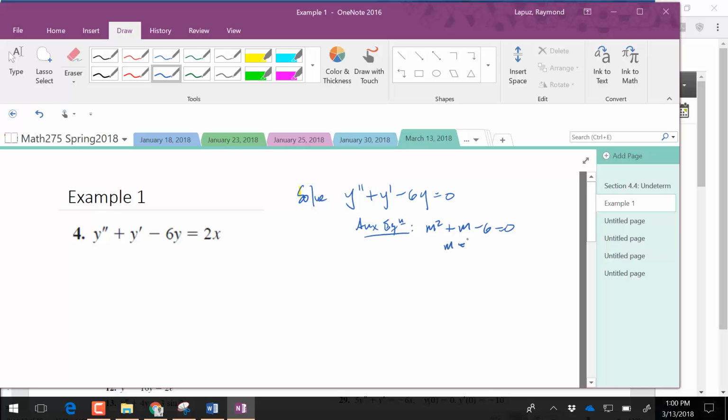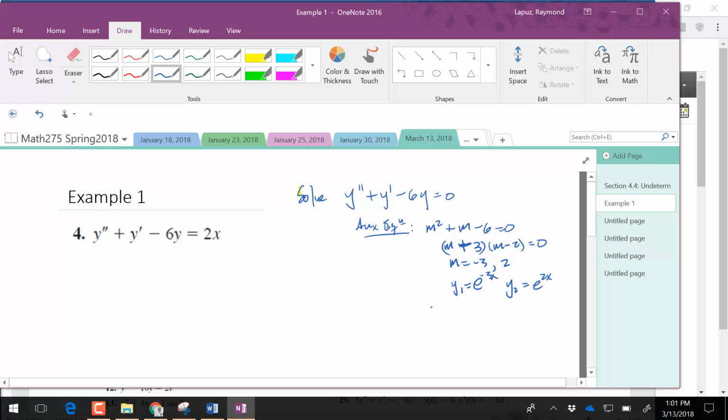So if we factor, we're going to get a 6 and a 2 and a 3. One of them is positive. Let's see. The m plus 3 is positive, m minus 2. That multiplies to negative 6 and adds up to positive 1. So m is equal to negative 3 and positive 2. And so you have y1 is equal to e to the negative 3x, and y2 is equal to e to the positive 2x.